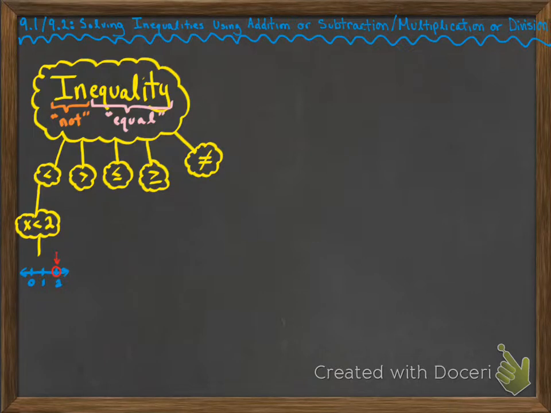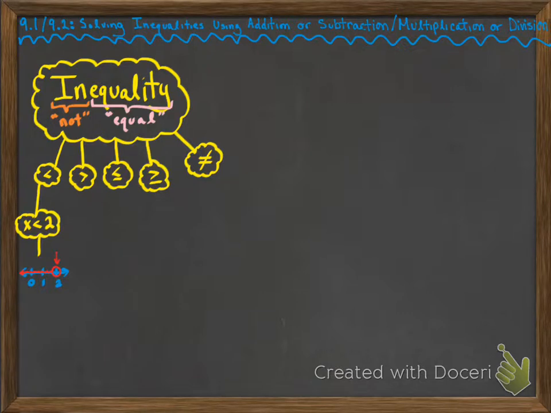So what's the biggest number x could be? 1.9999999 forever. But it can never be 2 because x needs to be less than 2. So we represent that by shading in the area on the number line that represents all the numbers less than 2, which means go to the left. Because when you go to the left on the number line, numbers get smaller. And if you go to the right, numbers get bigger. Values on the right are larger than values on the left. That's why it's a number line.